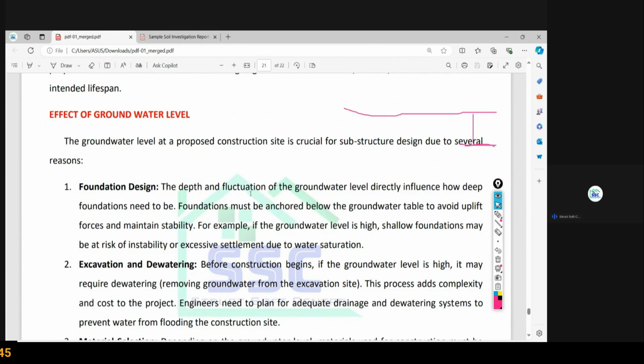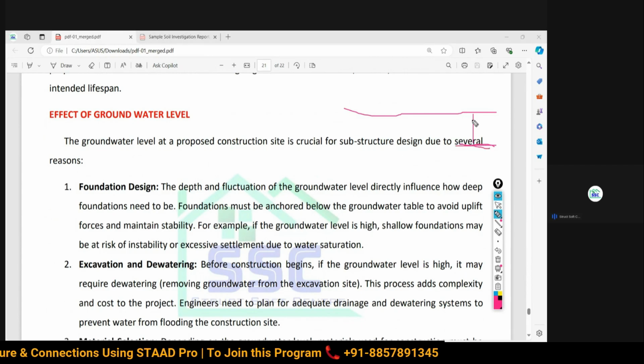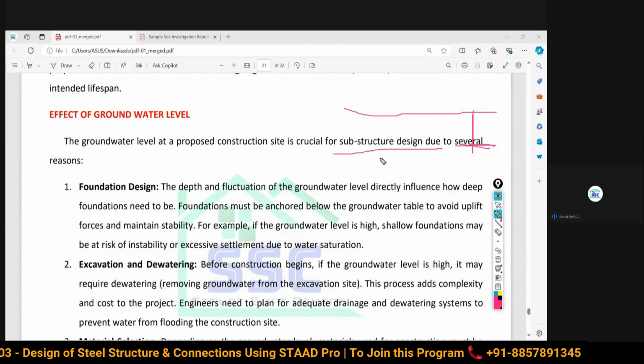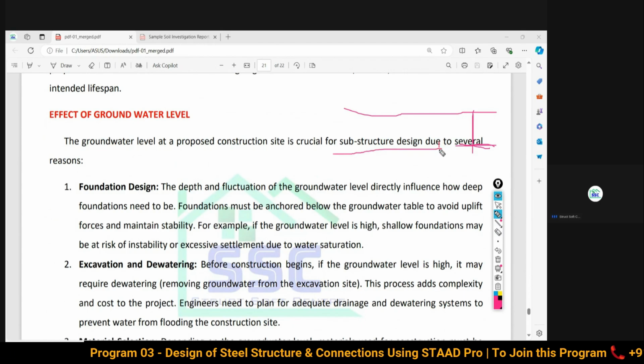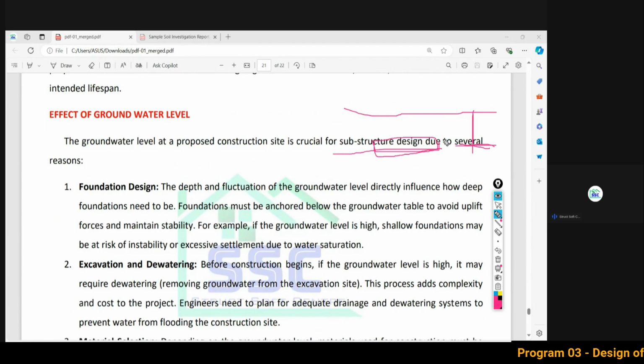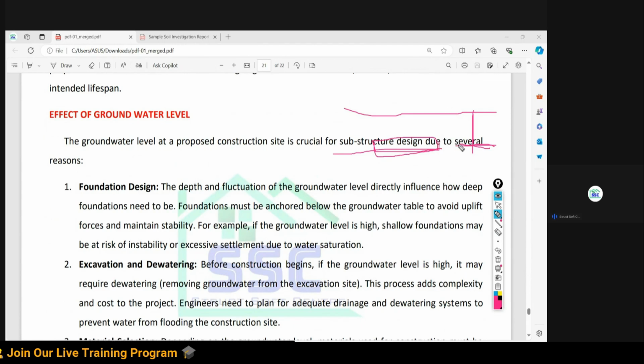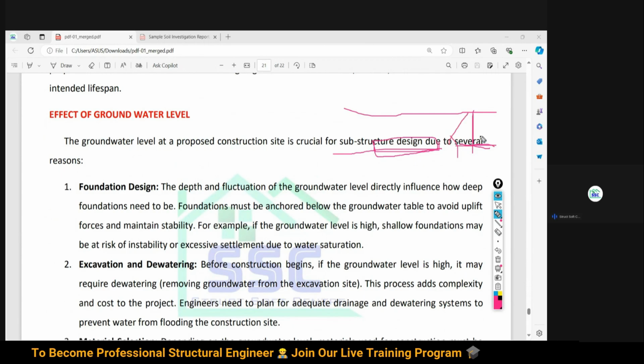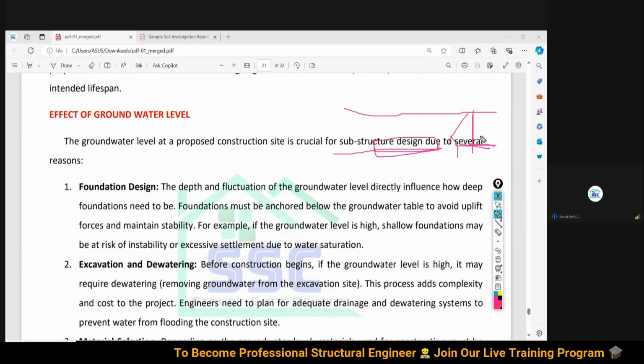So the depth and fluctuation of the groundwater level directly influence how deep the foundation needs to be. If your water level is near the ground surface, at the same level, and you are going to propose the foundation, a lot of challenges will be there. Like at the time of the excavation and at the time of the casting of the concrete for the foundation slab, continuously you have to maintain the dewatering arrangement. Whatever water is coming, you have to dewater that.